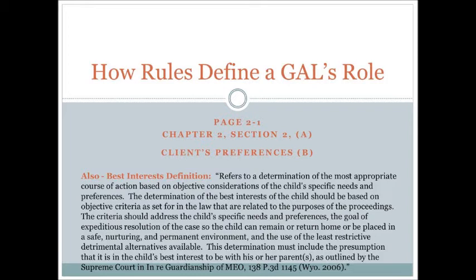It should address the child's specific needs and preferences, the goal of expeditious resolution of the case so the child can remain or return home or be placed in a safe, nurturing, and permanent environment, and the use of the least restrictive detrimental alternatives available. This determination must include the presumption that it is in the child's best interest to be with his or her parents, as outlined by the Supreme Court in a case that they decided in 2006 called In Re Guardianship of MEO.